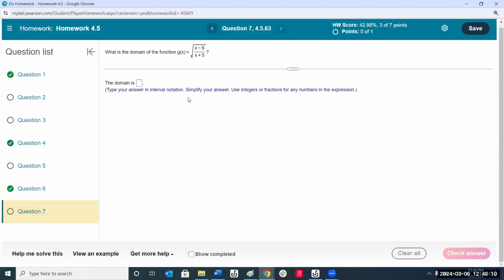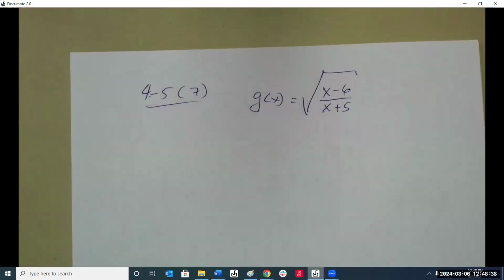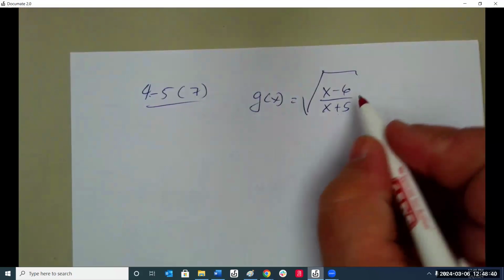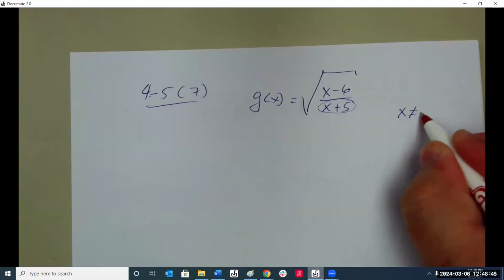What's the domain of this one? Ooh, this one's even more interesting. After we finish, we'll go back to do number 5 to do them all. Number 7 says g of x is equal to radical of x minus 6 over x plus 5. What is the domain of this function? Okay, we have a couple of things to look at here. One, you cannot have a 0 on the bottom. So we know that x cannot equal -5.